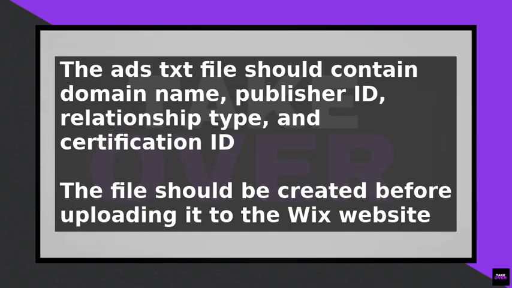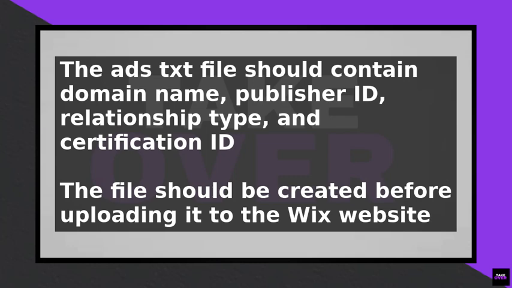To add an Ads.txt file to your Wix website, you need to create the file first. The file should contain the following information: the domain name of the seller, the publisher ID, the type of relationship between the seller and the publisher, and the certification ID of the seller. Once you have created the Ads.txt file, you need to upload it to your Wix website.